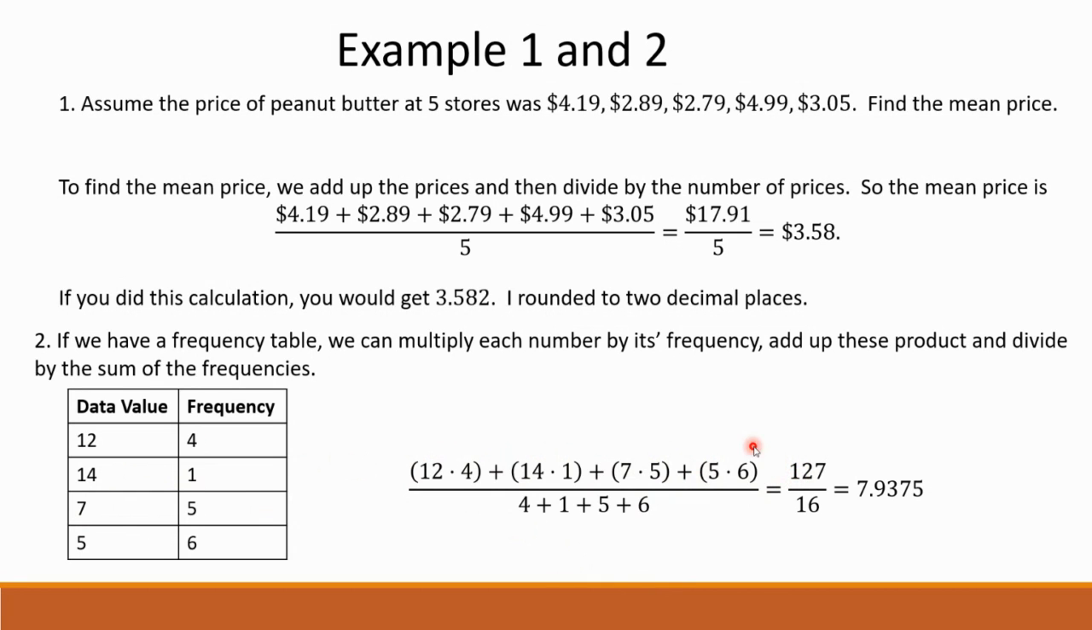Now, how many data values are there? Well, that's the frequency. We add up the frequencies. That's the number of data values, which in this case is 16. And again, we do the quotient. We add up the data values and divide by the total number of data values, right? And we get our mean.